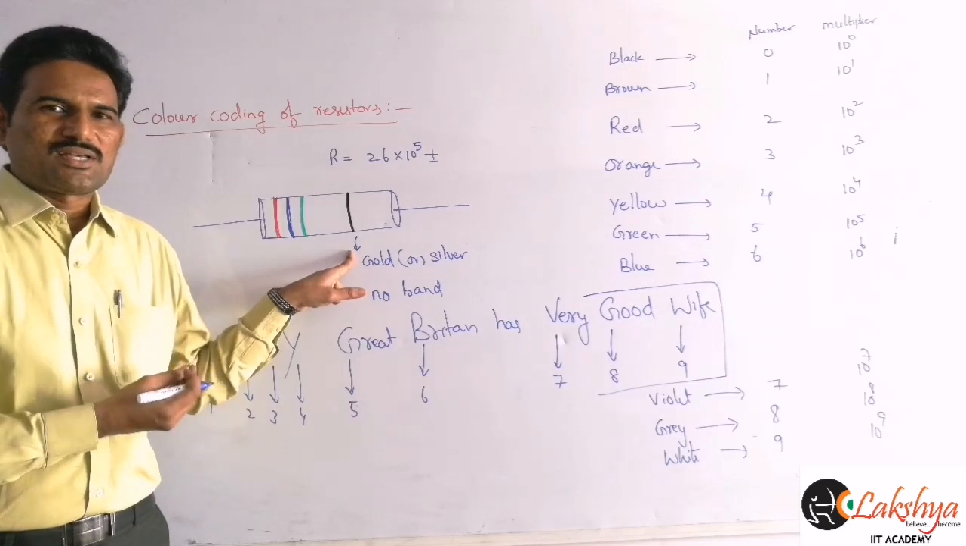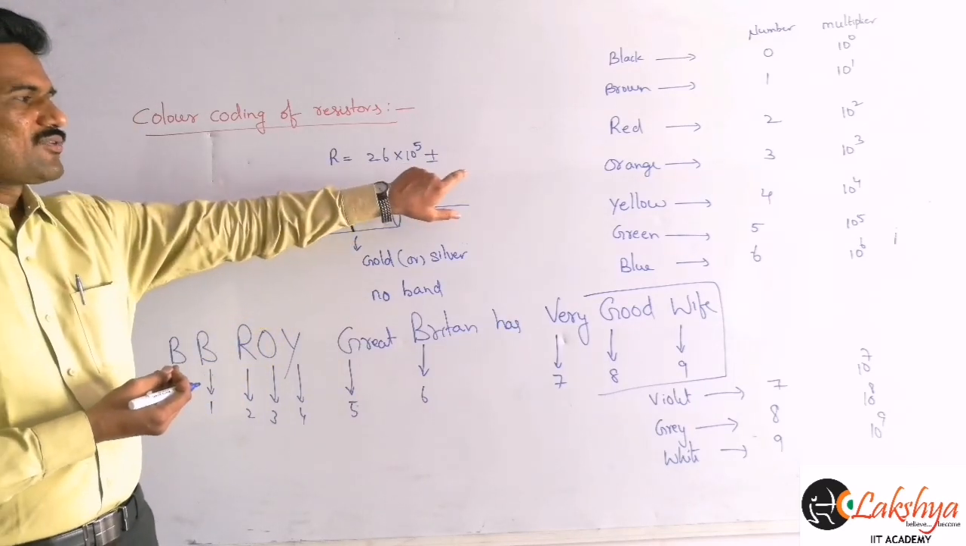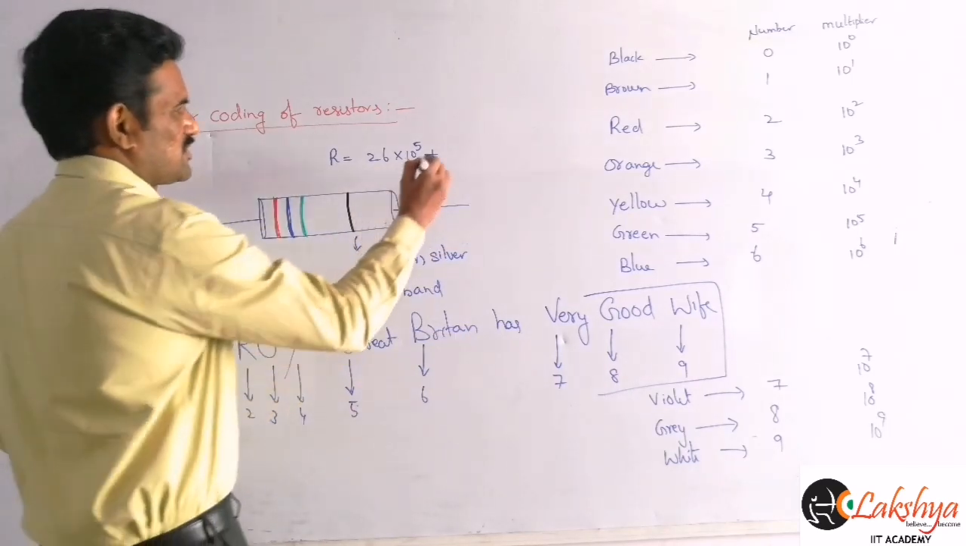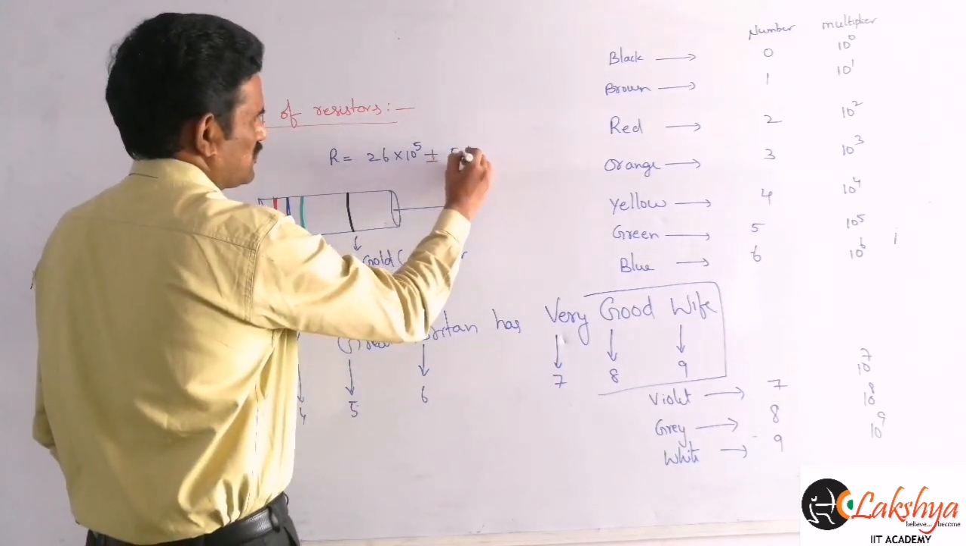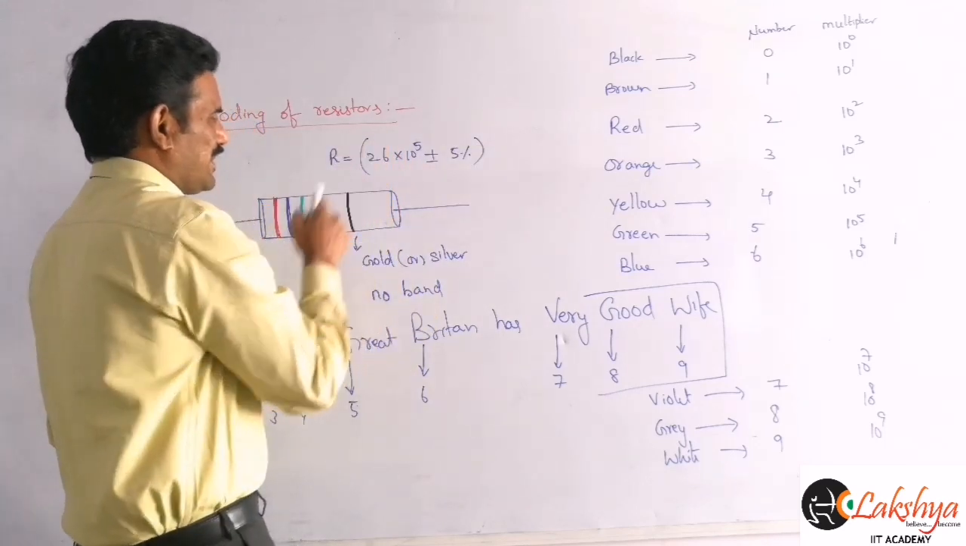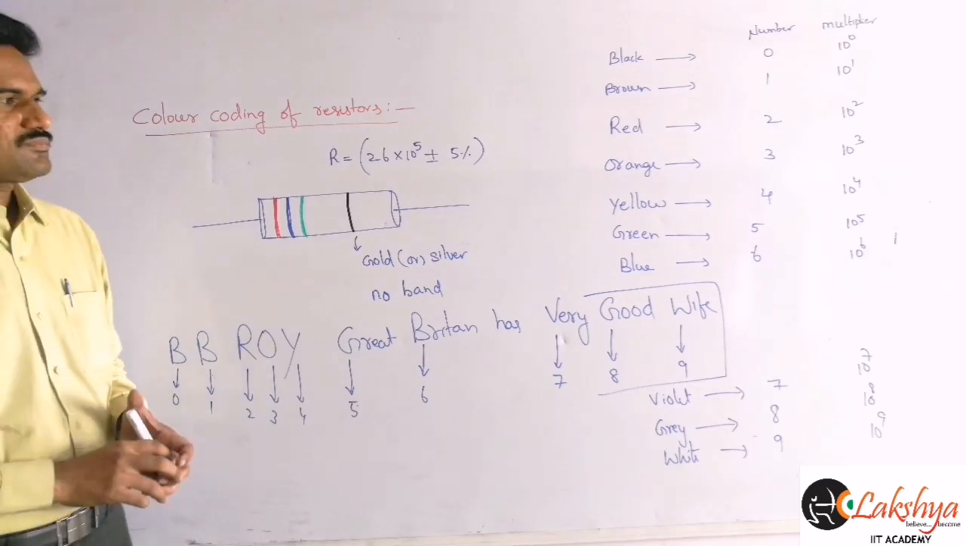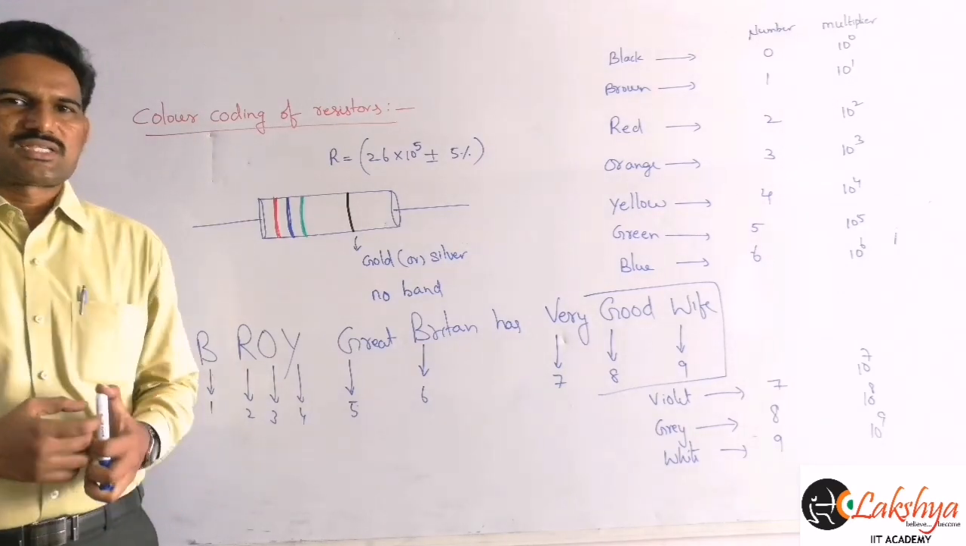If gold color is given as the fourth band, then we need to write plus or minus 5% here. So if it is gold, for example, then we write plus or minus 5%. So this will be the resistance of this resistor, right? With the help of that, we can identify the values of the resistance like that.